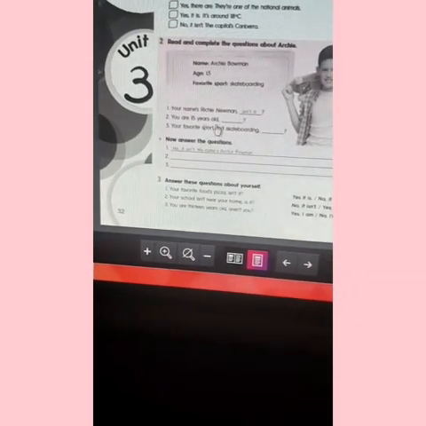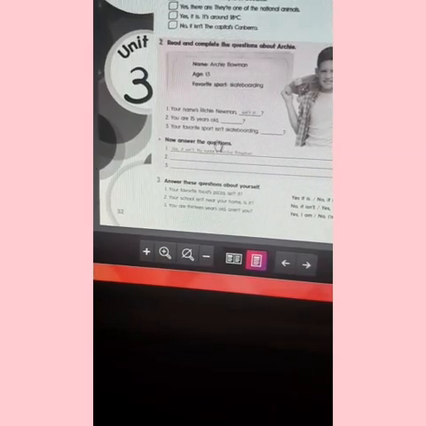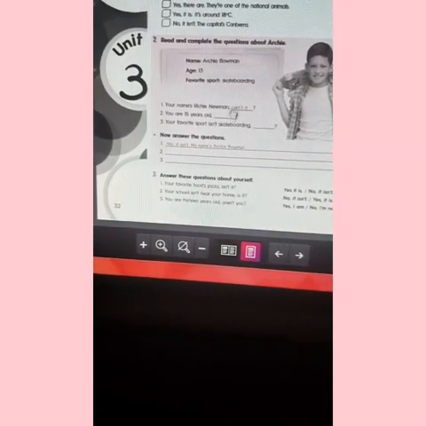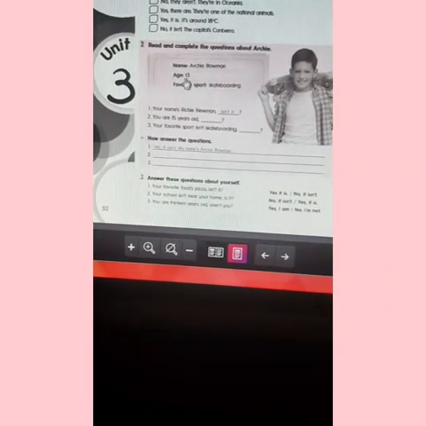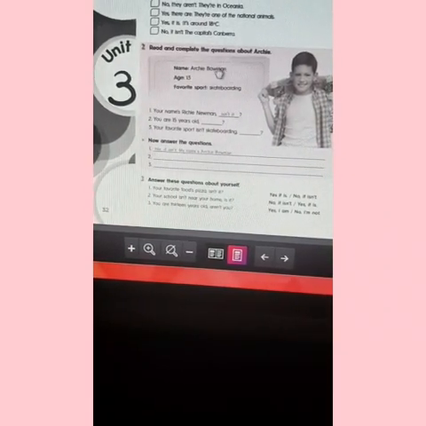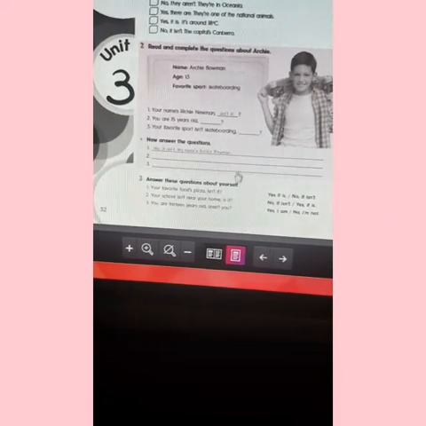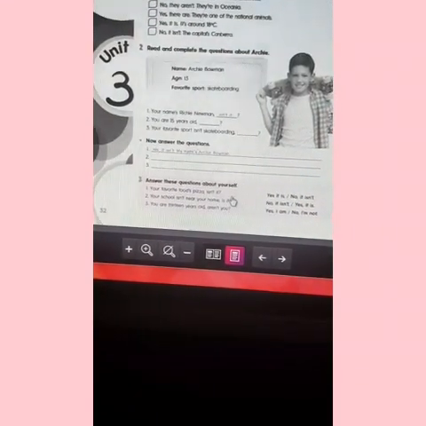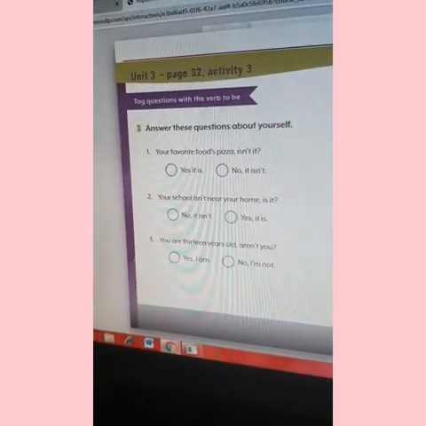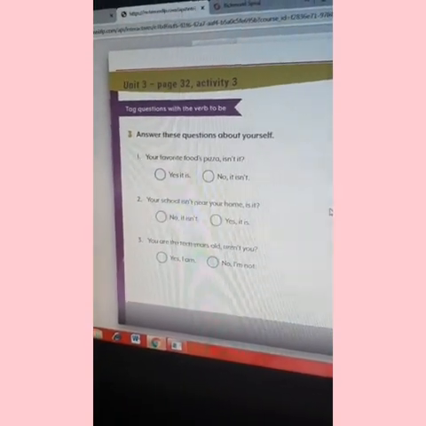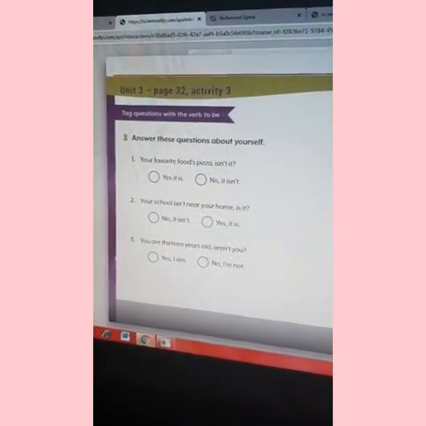That is what you are going to do here in the second exercise. Answer the equations that you have here. Take into account the information that you have here. Okay, then the last activity for this page. You are going to answer these questions about yourself, about your own information, according to number 1.